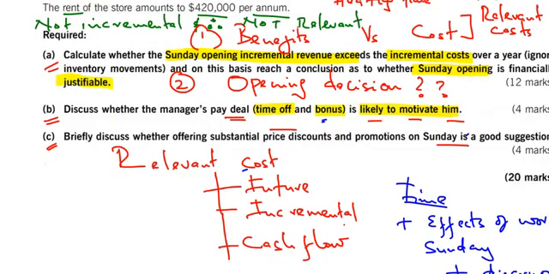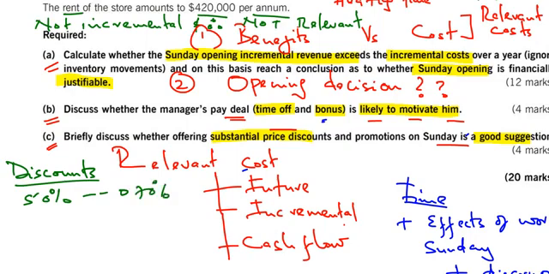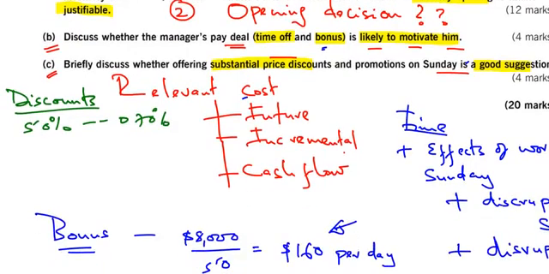Then the next 4 marks, we're looking at the discounts. Offering substantial price discounts and promotions, whether that is a good suggestion. So what would you talk about? Remember, the margin is now 50%. Okay, and yet before it was 70%. So one, is that a good thing or not a good thing? It depends on how you look at it. But the key feature is what? Reduced revenues.